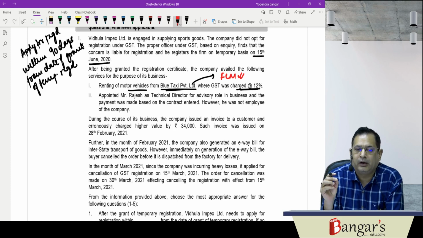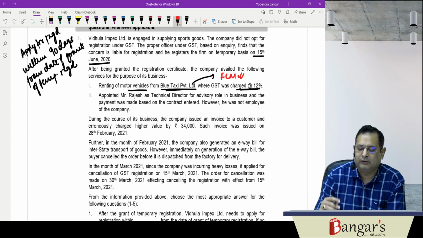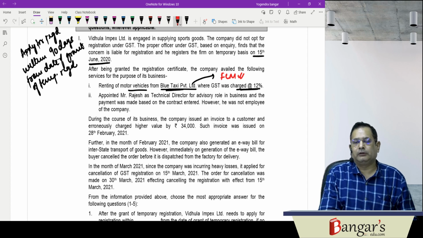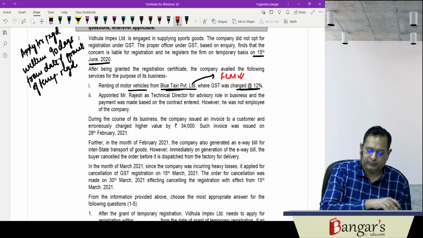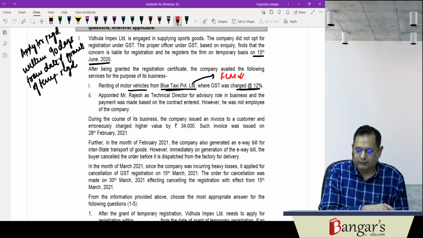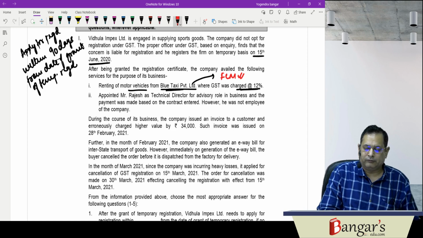In case renting of motor vehicle services have been supplied by a person other than a body corporate, and the same has been supplied to a body corporate and the rate of GST is 5%, cost of fuel is included, in that case, there is a concept of reverse charge mechanism where the recipient is liable to pay GST. But here a body corporate is providing the service, and the rate of GST is 12%. So this will not be covered under reverse charge mechanism.